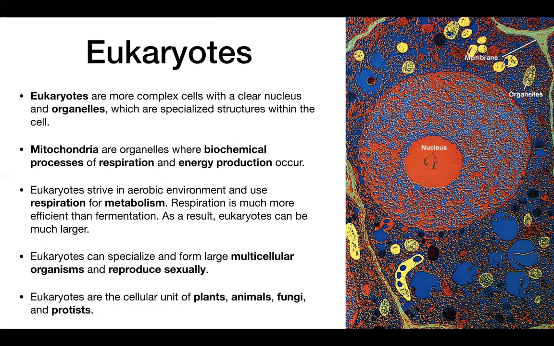Eukaryotes can specialize and form large multicellular organisms and reproduce sexually, which offers an efficient mechanism for genetic recombination, leading to faster evolution. Eukaryotic cells are the cellular unit of plants, animals, fungi, and protists.